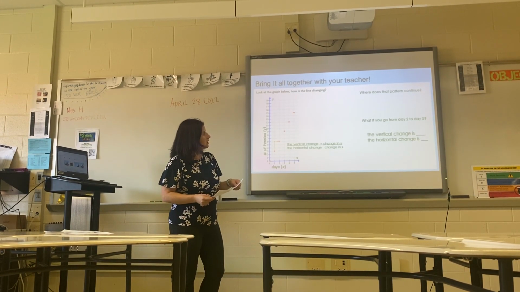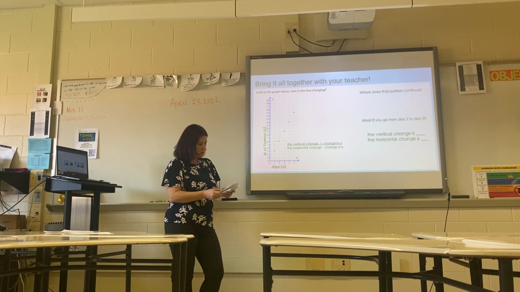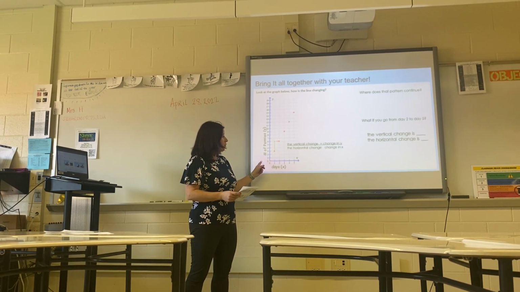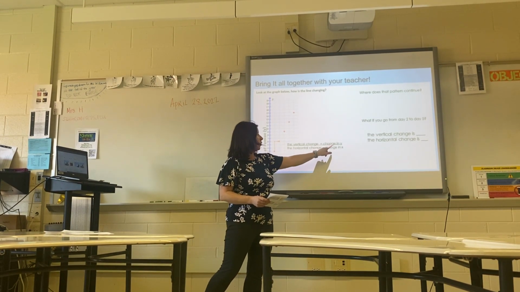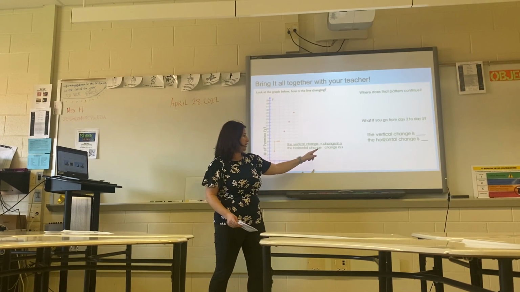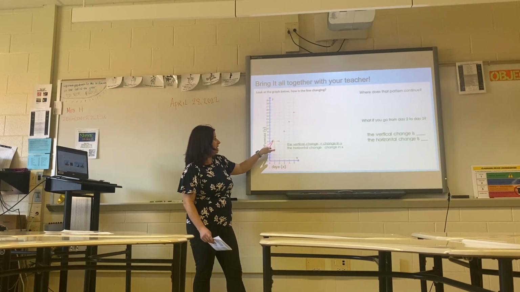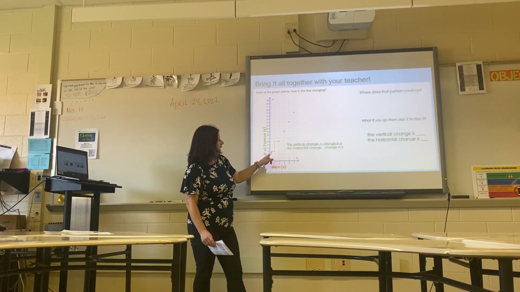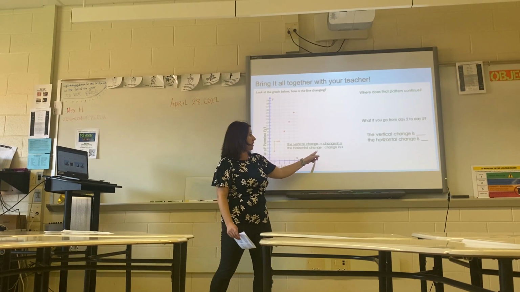On this slide, where does the pattern continue? What we're talking about here is the change in y over the change in x. So it's the vertical change in y over the horizontal change in x. There is a change from this point to this point, and that's 1, 2, 3, and then the change in x, which is going from here to here. There is a vertical change, and then we're putting that over the horizontal change.